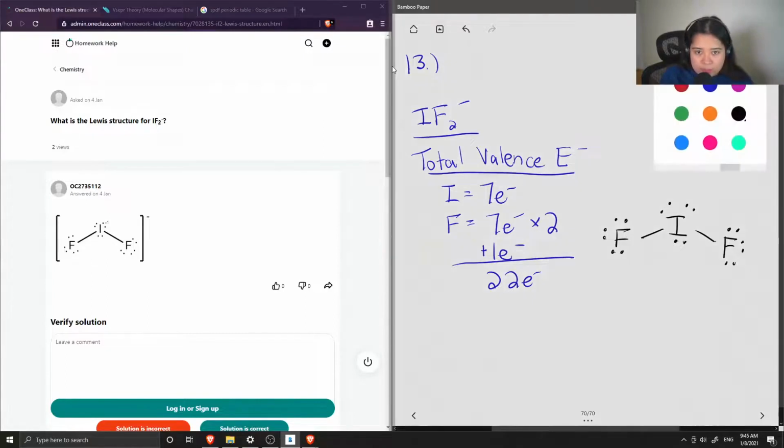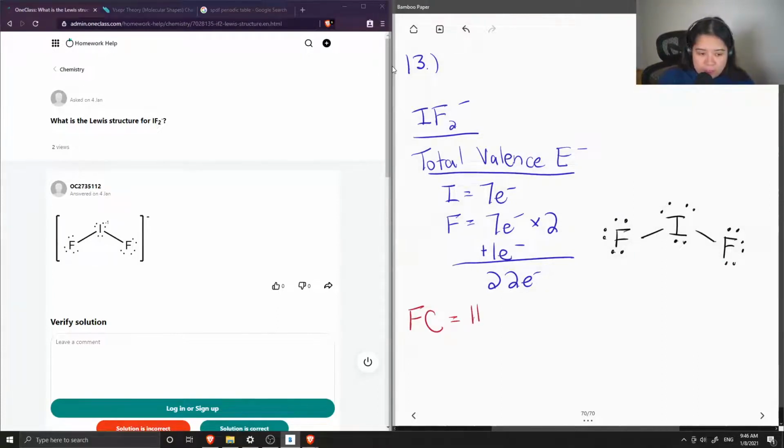So now let's try to find out where that negative charge will go. We can do that by calculating formal charge, which is the number of valence electrons minus the number of non-bonding electrons minus the number of bonding electrons divided by 2. So let's do fluorine first.